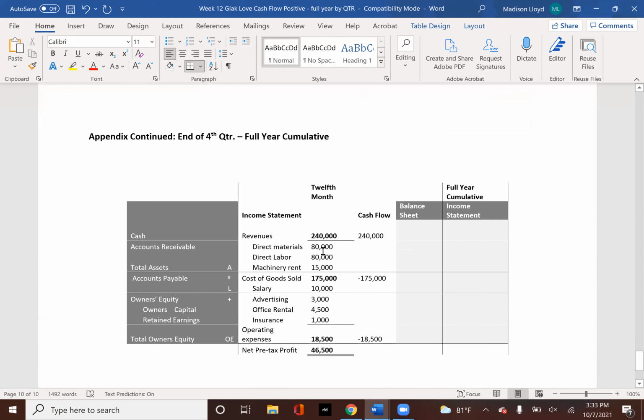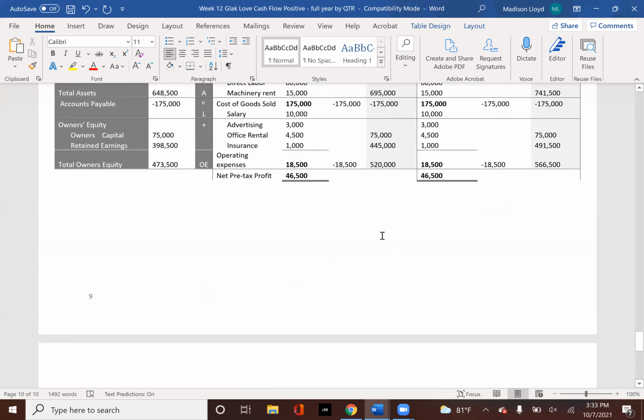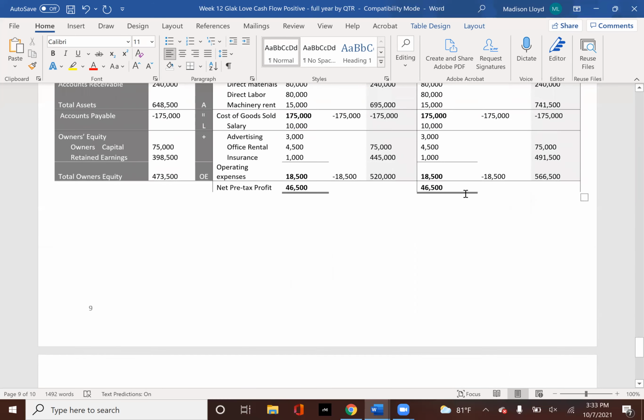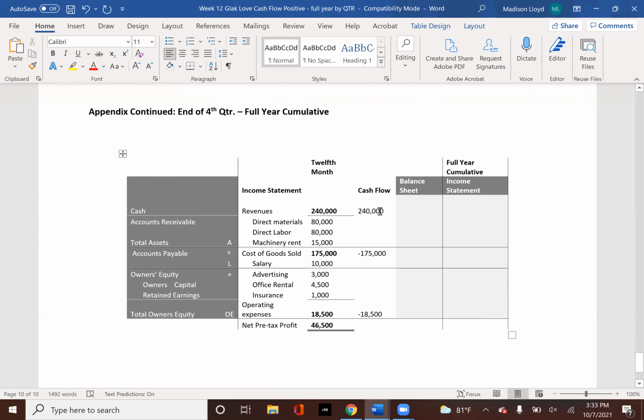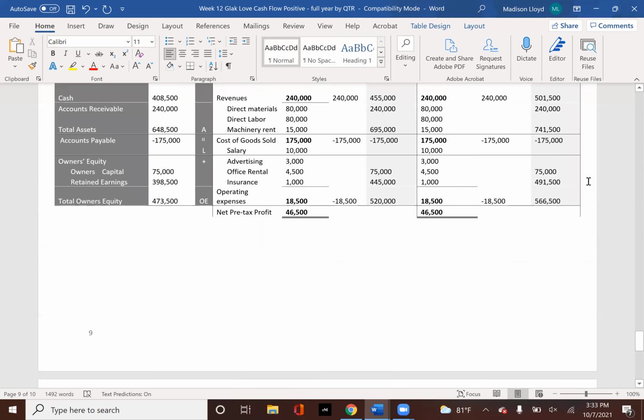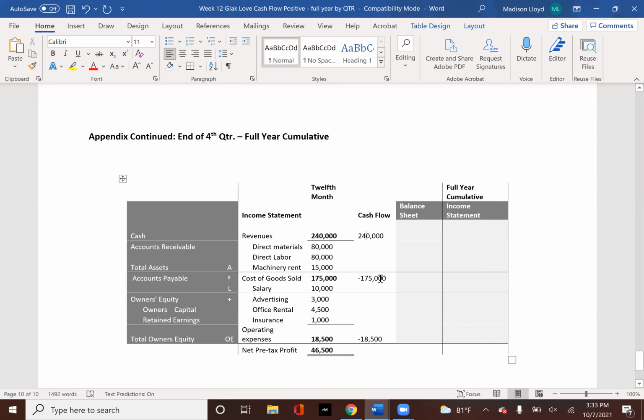You're gonna take your cash flow, your first block of your cash flow, your accounts receivable from last month, 240,000, put that right there. You've received that. You're going to go down, you're going to subtract your $175,000 as your accounts payable from your cost of goods sold last month. Put that there because you're going to be subtracting that. You're also going to be subtracting this month's operating expenses.